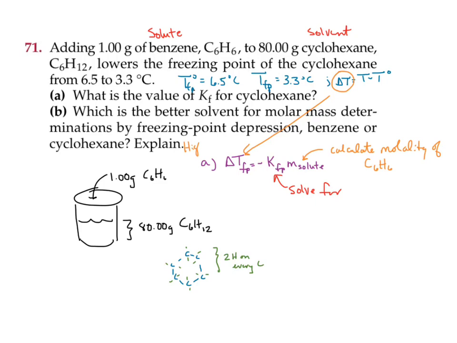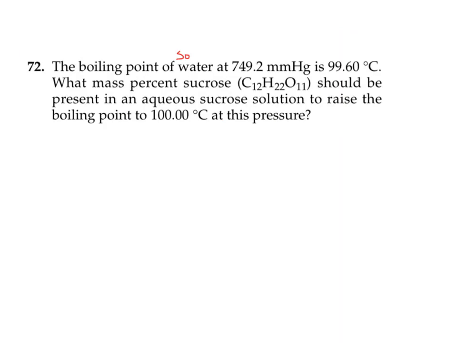My hint for the last part of the problem is just which one would be better, benzene or cyclohexane, to use to calculate the molar mass of an unknown solute. To me, whichever one has the greatest depression, which one has the highest KFP, is what I thought. And then one more.